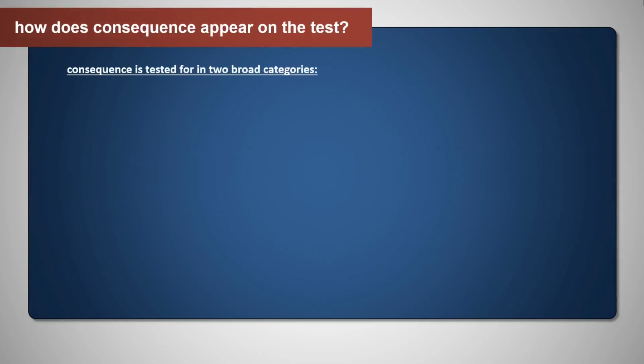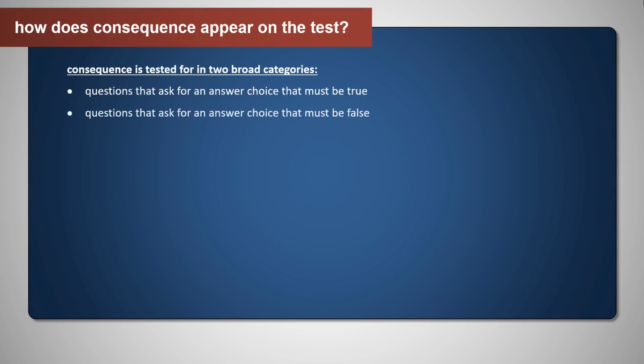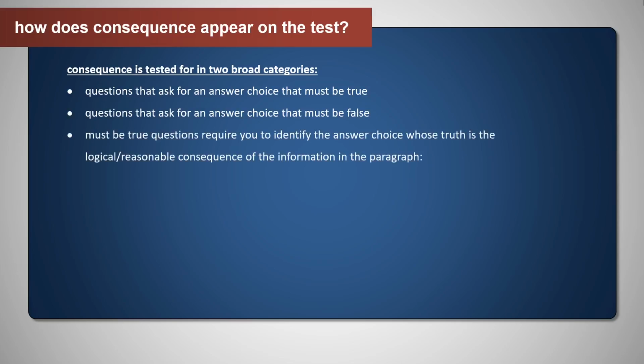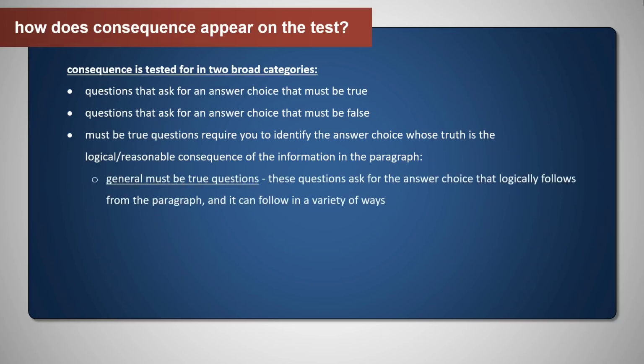All right. So how does consequence appear on the test? Well, consequence is tested in two broad categories: questions that ask for an answer choice that must be true, and questions that ask for an answer choice that must be false. The must be true questions require you to identify the answer choice whose truth is the logical or reasonable consequence of the information in the paragraph. Those include general must be true questions. These questions just ask for the answer choice that logically follows from the paragraph, and it can follow in a variety of ways. They're generally not arguments, so generally it's just a collection of information.